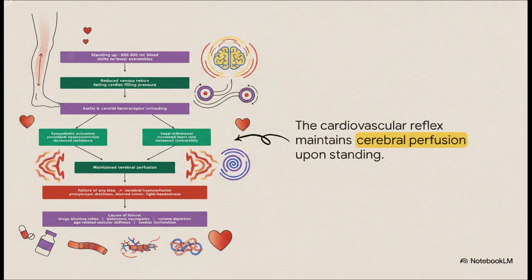Instantly, these little sensors in your major arteries called baroreceptors, they detect that pressure drop. They fire off signals that kick off a 2-part response. Your blood vessels constrict and your heart speeds up. And the whole goal? It's just to keep a steady flow of blood going to the brain. It's a stunningly fast and coordinated process.